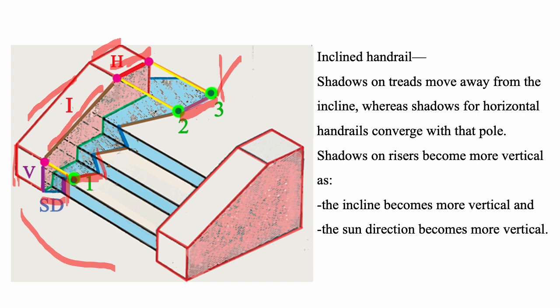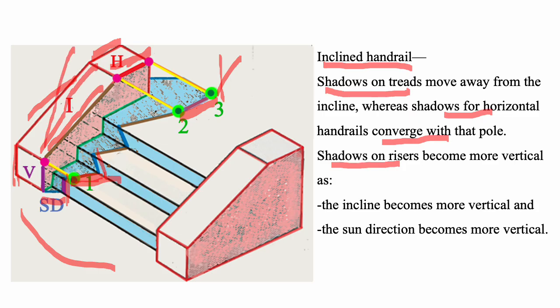Since this video is mainly about inclined handrail, let's break it down a little more and look at shadows on treads that move away from the incline. That differs from shadows for horizontal handrails, which converge or are parallel to that pole. For shadows on risers for this inclined handrail, they become more vertical as the incline becomes more vertical and as the sun direction becomes more vertical.